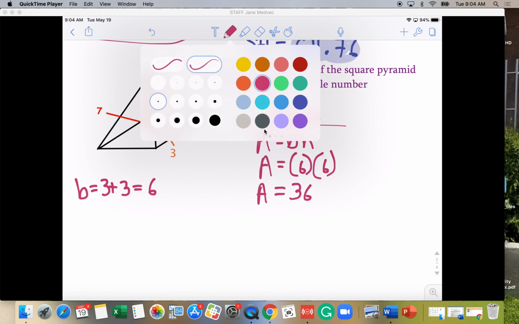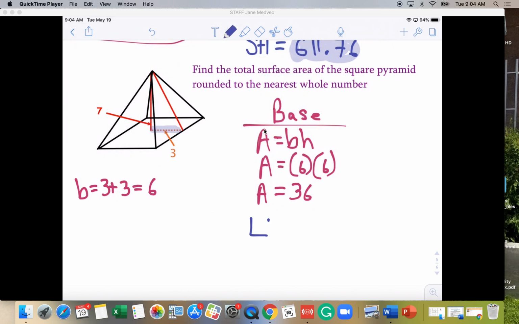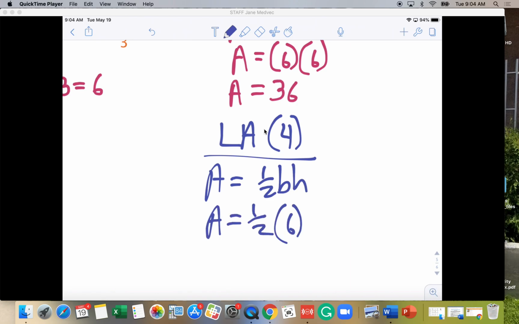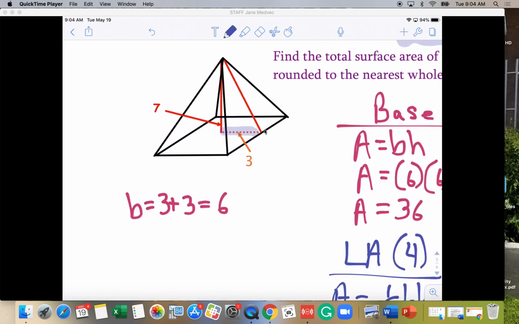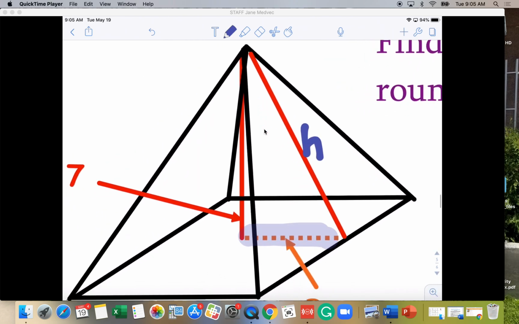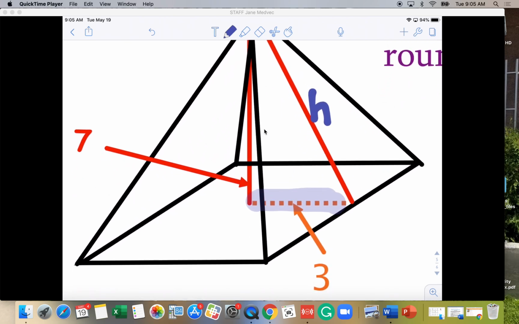Now I'm going to look at the lateral area. And there are 4 of them. So area equals 1/2 base times height. Now my base is going to be 6, because if it's the side of the square, it's going to be the side of the triangle. But now I need to find the slant height, so we'll call this H. That's the slant height. You'll notice that the height is 7, and the base is 3.